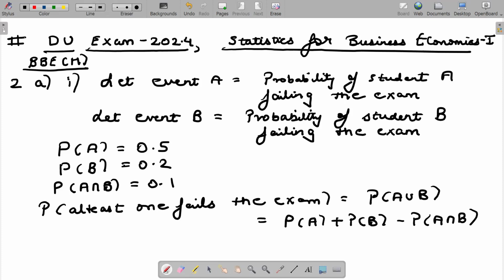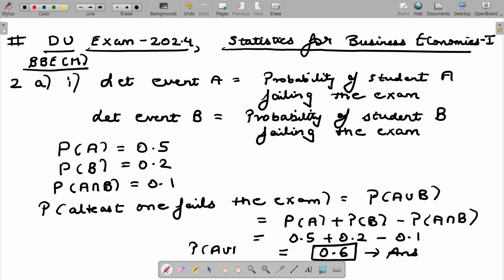So probability of A is how much? 0.5. Probability of B 0.2, probability of A intersection B 0.1. So this comes out as 0.7 minus 0.1, which is 0.6. My answer is 0.6. This is the probability that at least one of them fails the exam. So this is my answer for part 1. Probability of A union B is 0.6.